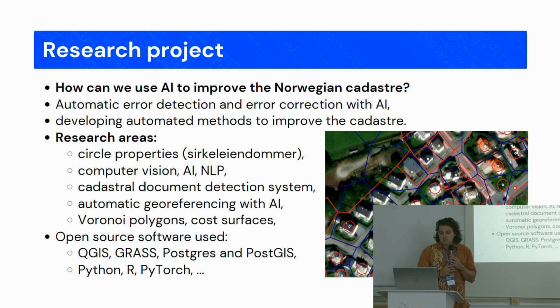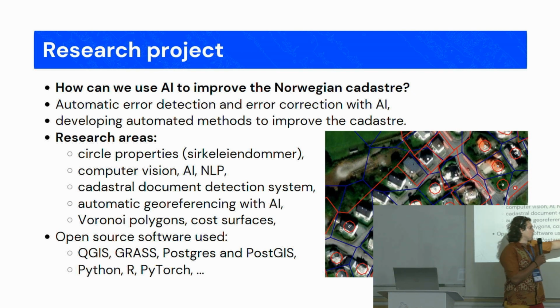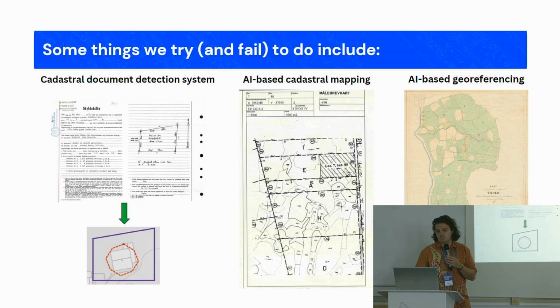I use open source tools for my work, mostly QGIS, Postgres to get data from databases, and Python, PyTorch for writing AI models to do my work. And this is an example of a Voronoi diagram suggestion to improve the Norwegian cadaster. As you can see, for these buildings or properties we don't know where the mapped properties or the boundaries are. So Voronoi diagrams can be an interesting thing to provide some solutions.